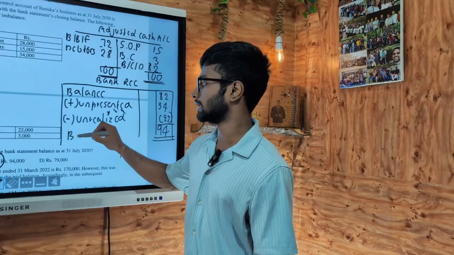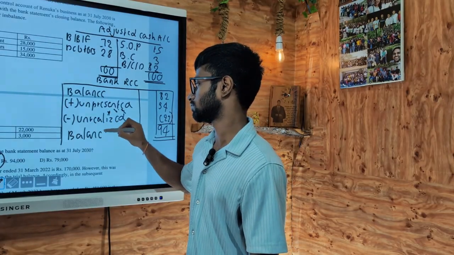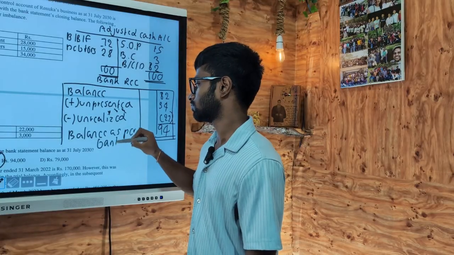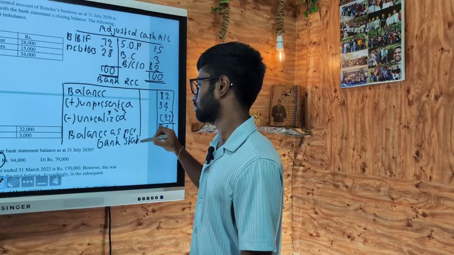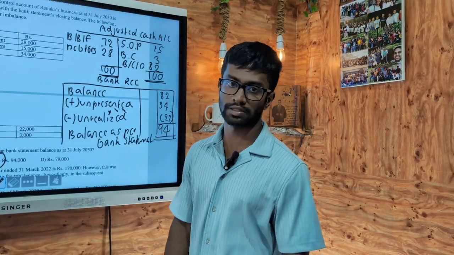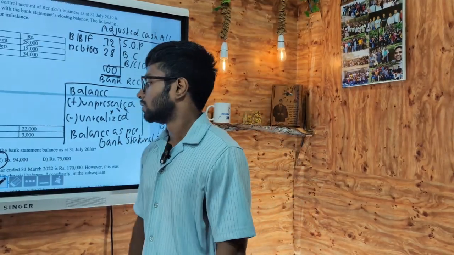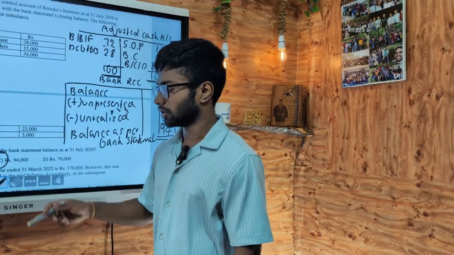So here we get balance as per bank statement. Balance as per bank statement 94,000. So yeah, that's how you do that question. We can move on to the next.